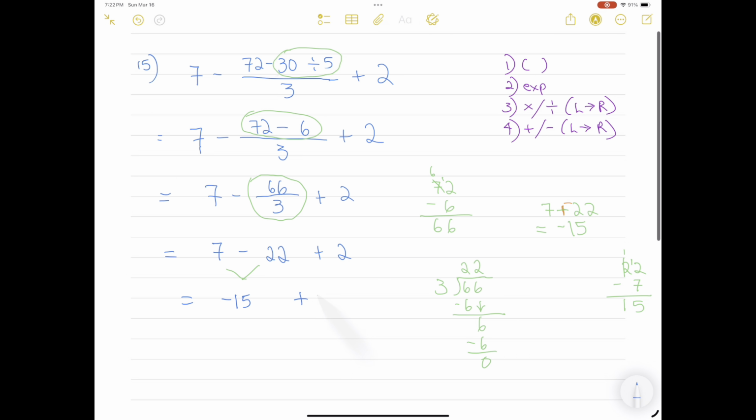I write negative 15 on the line below the problem, and I bring down the rest of the equation. So now I have negative 15 plus 2. I do that calculation on the side. Negative 15 plus 2 is a subtraction problem: 15 minus 2, which equals 13. And the number with the larger absolute value is negative 15, so the answer is negative 13. I write negative 13 on the line below, and it's the solution, so I box my answer.